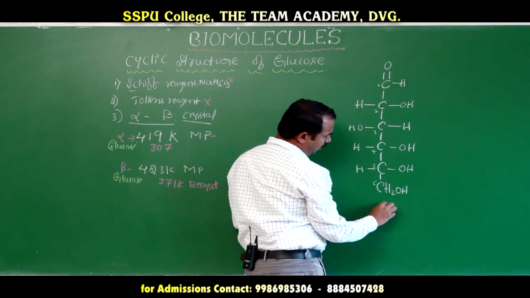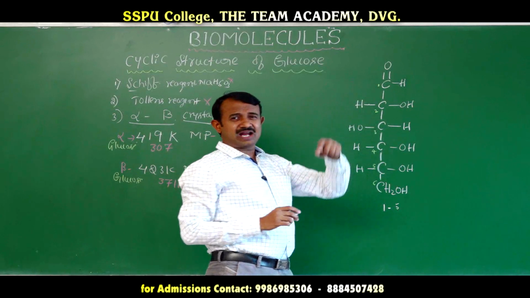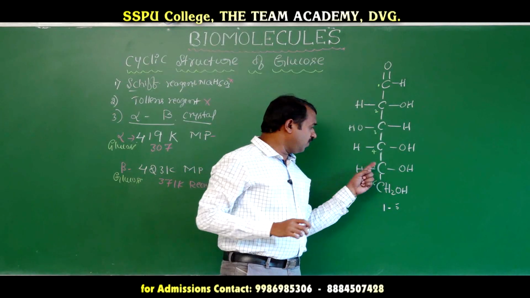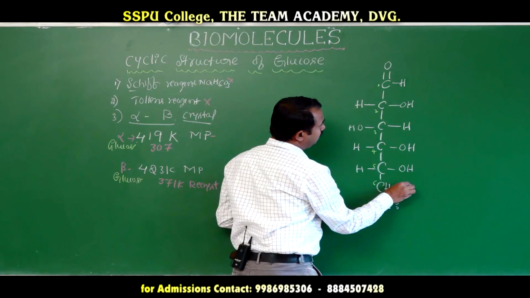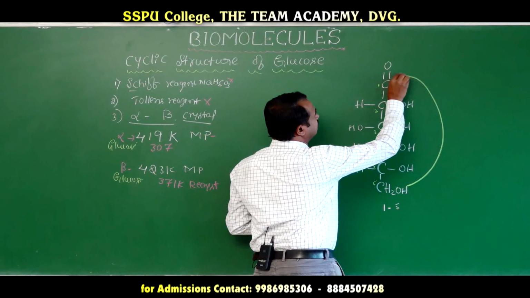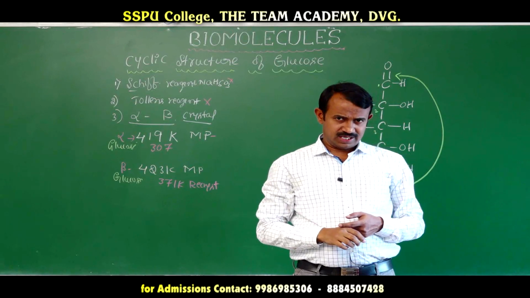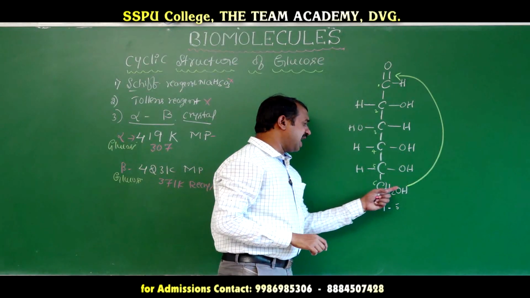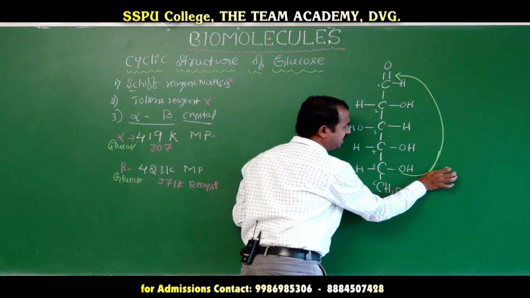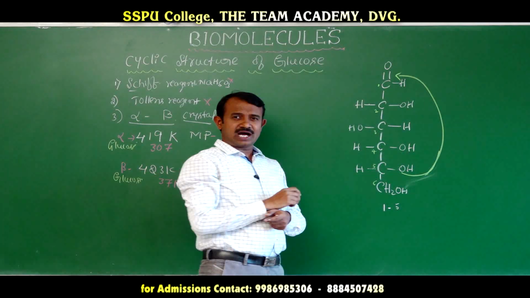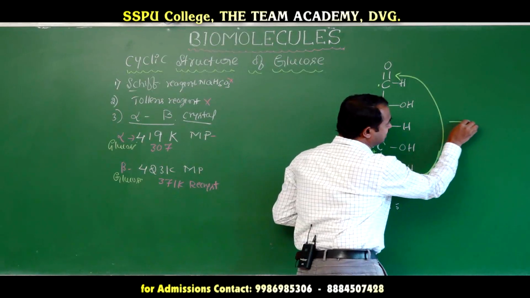Here the cyclic compound forms from carbon 1 to the 5th carbon. The proton is shifted here. The C1 carbon is the anomeric carbon. Here the proton is shifted from C5 to C1, which undergoes cyclization. Now we will go to the structure.